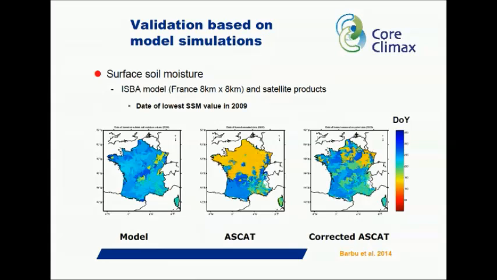So you can see that in the model, in general, the driest conditions are observed at summertime. But in the ASCAT product, in northern France, the driest conditions are observed at springtime. So there is a clear discrepancy, from this point of view, between the model and the ASCAT. And if you want to do data assimilation, I will talk about that afterwards, you have to rescale the satellite product to the model. And on the right, you can see the corrected ASCAT after seasonal CDF matching, cumulative distribution function matching.